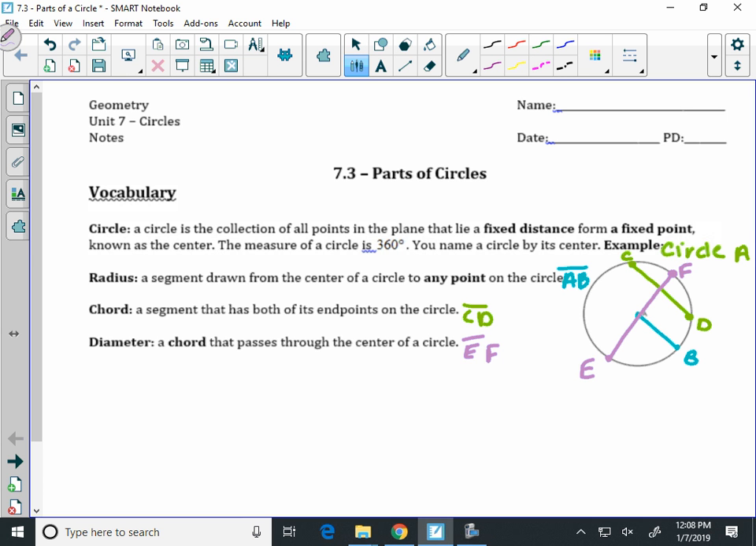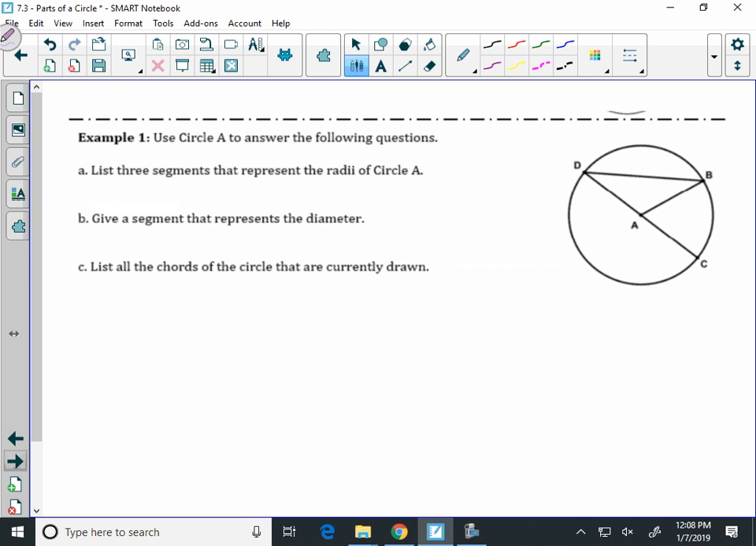Questions over that? Okay, so we'll practice it some more on this next example. We're going to use this circle to answer the following. List three segments that represent the radii of circle A. So you can give me a radius in circle A.